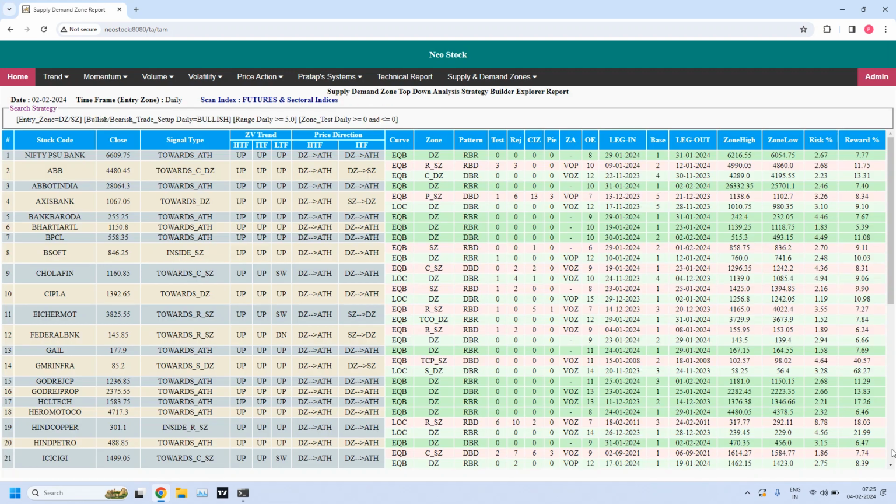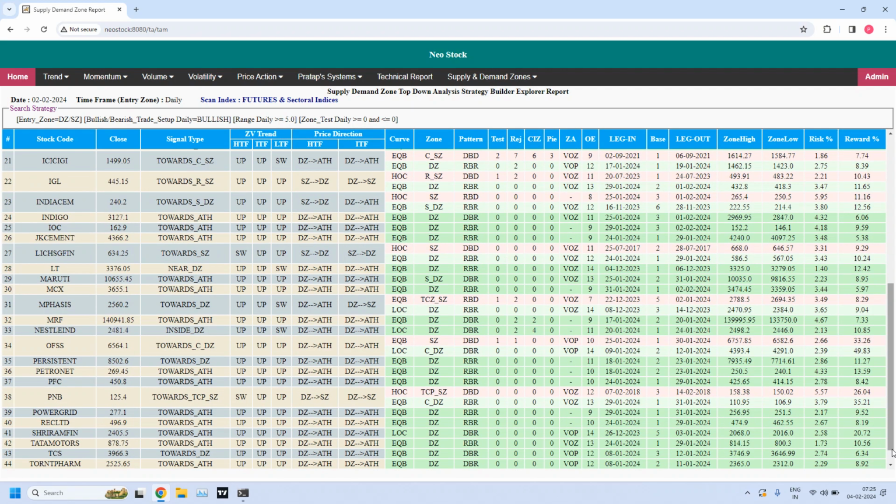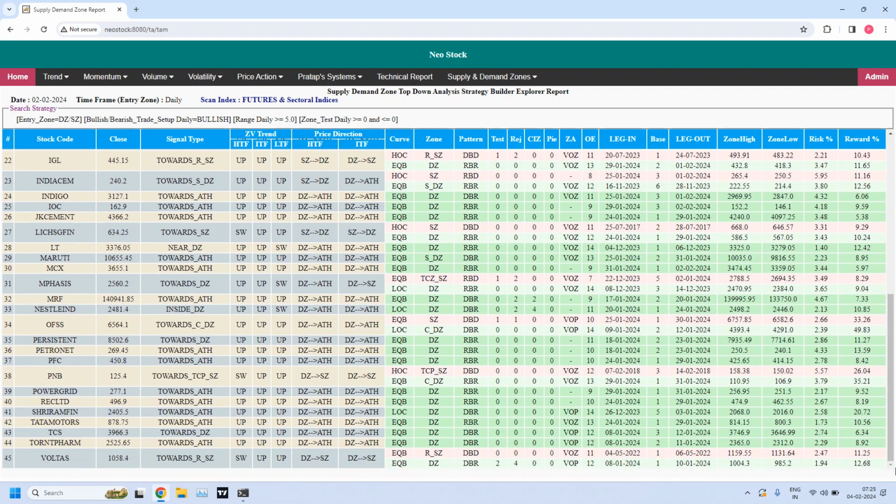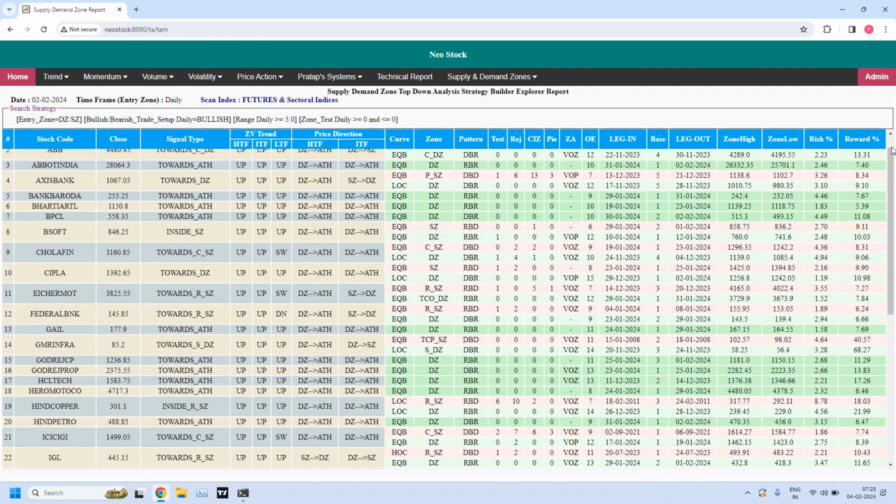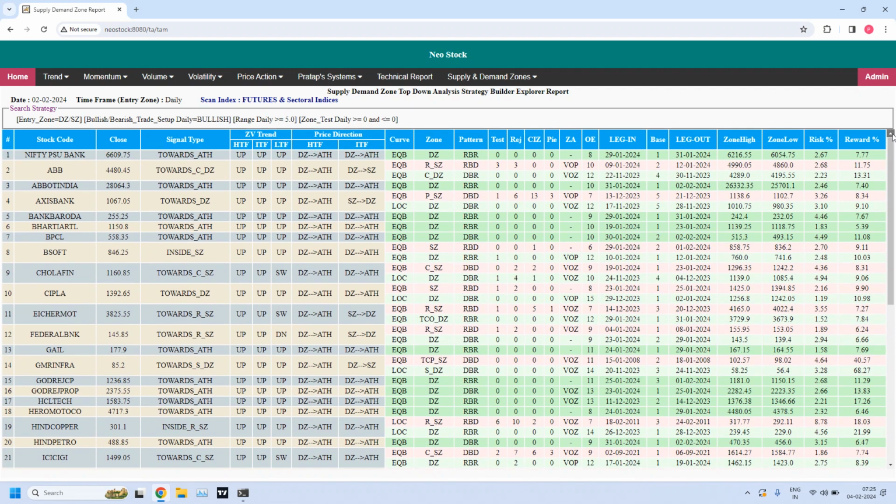See, now the list is further filtered, but still it is a big list. Let me scroll down. So 45 stocks are filtered, even then. Analyzing 45 stocks is also a very big list for us. So how will we filter? We will add one more parameter.